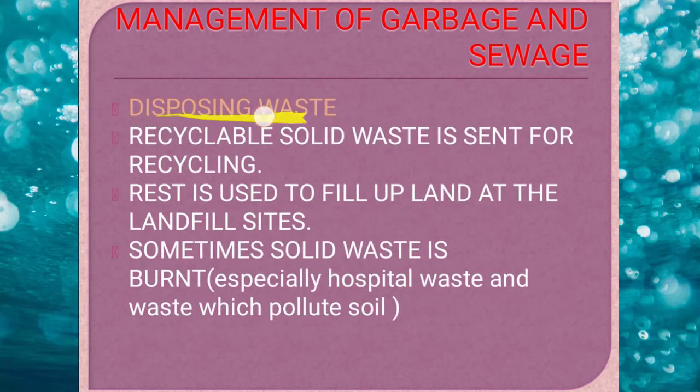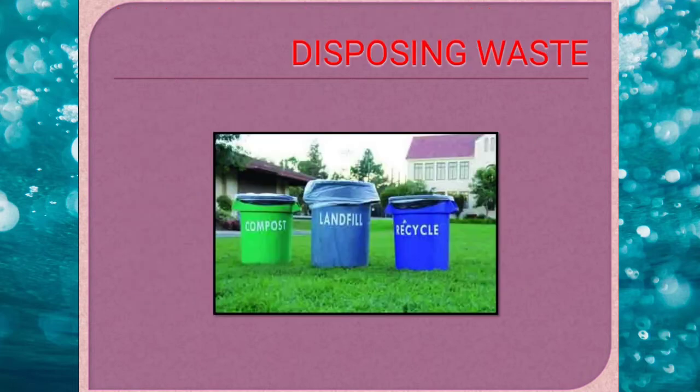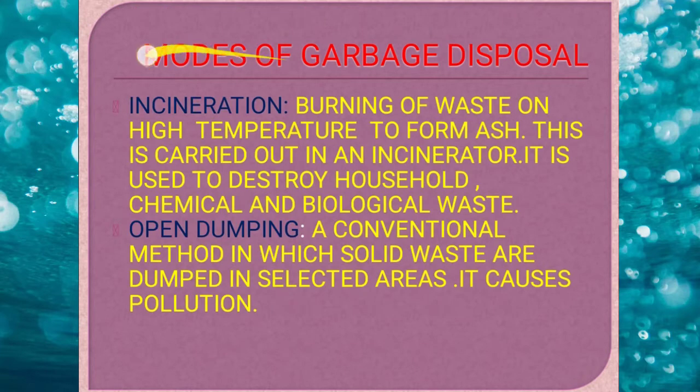Disposing waste. Recyclable solid waste is sent for recycling. Rest is used to fill up land at the landfill site. Sometimes solid waste is burnt, especially hospital waste and waste which pollutes soil. Modes of garbage disposal. First one is incineration. Burning of waste at high temperature to form ash. It is carried out in an incinerator. It is used to destroy household, chemical and biological waste.